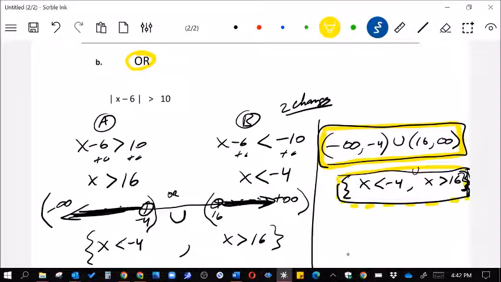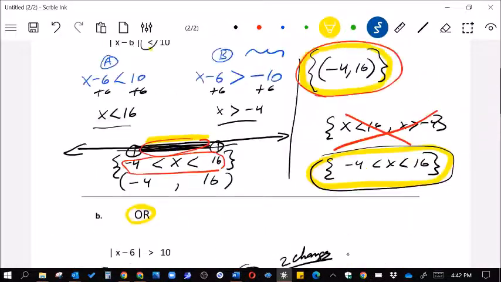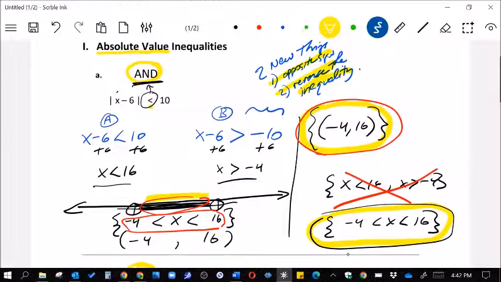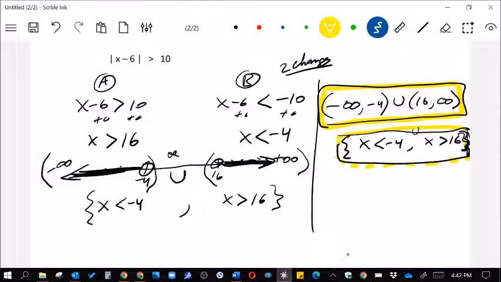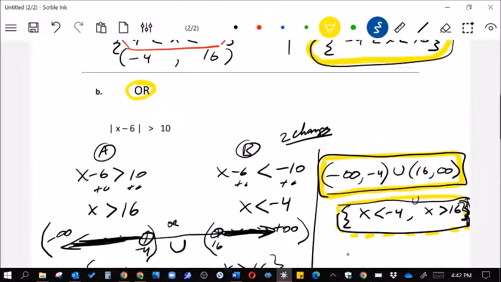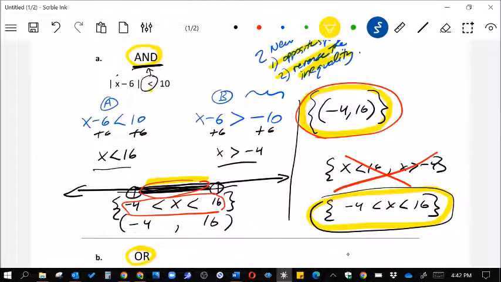So those two problems illustrate how you need to make the changes for case B, and then look at the answer and decide if you're doing a union between two separate parts as an or statement, or if it's the combined overlapping area as an and statement.